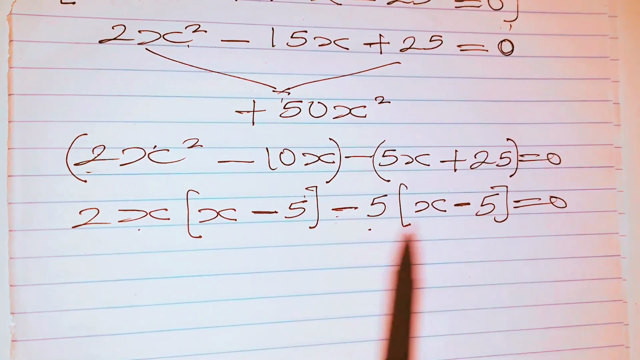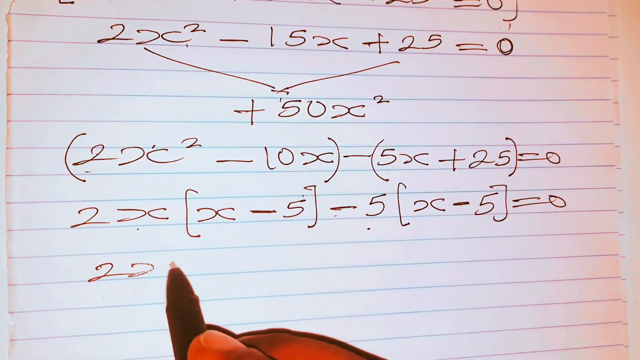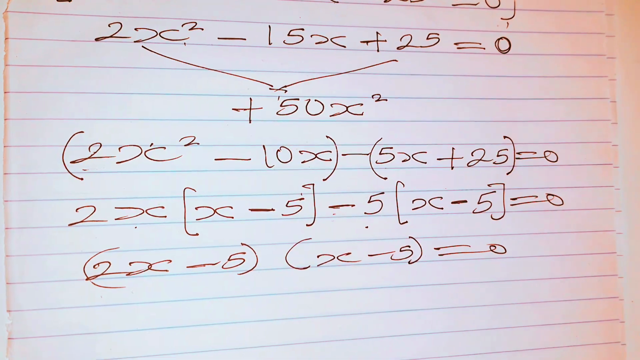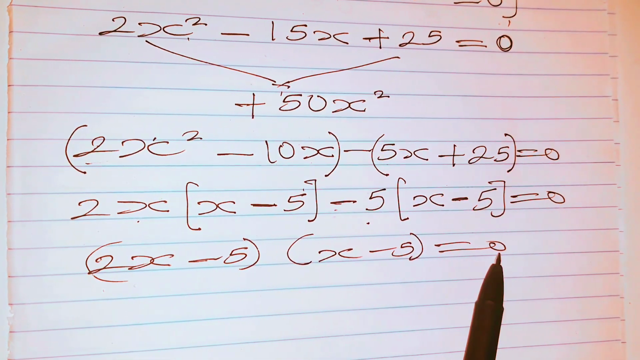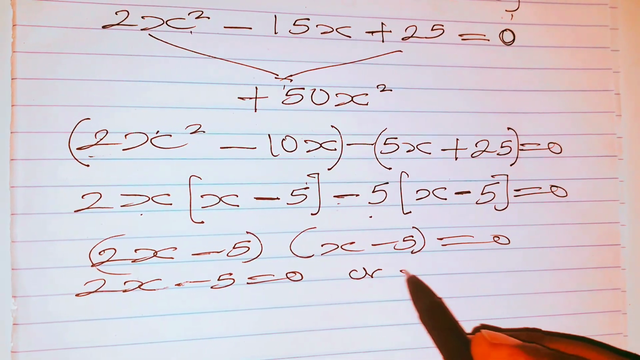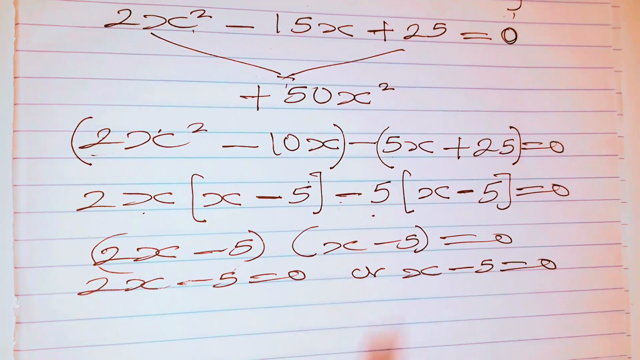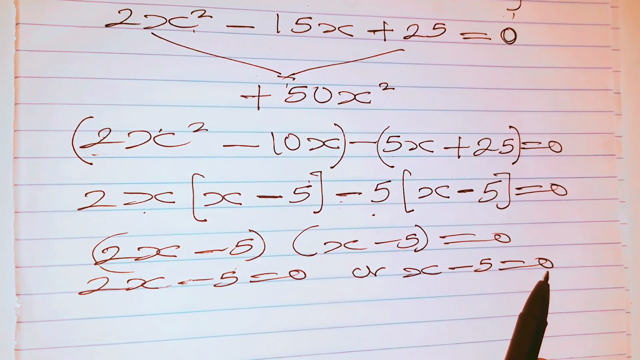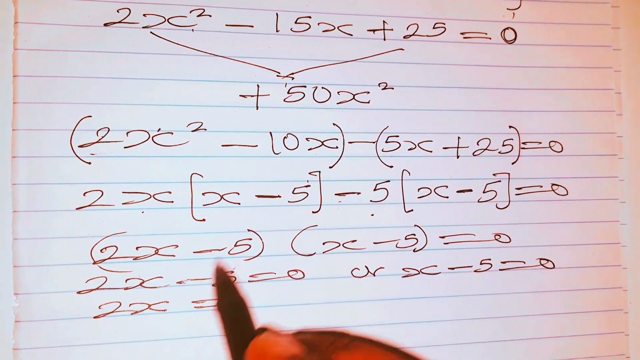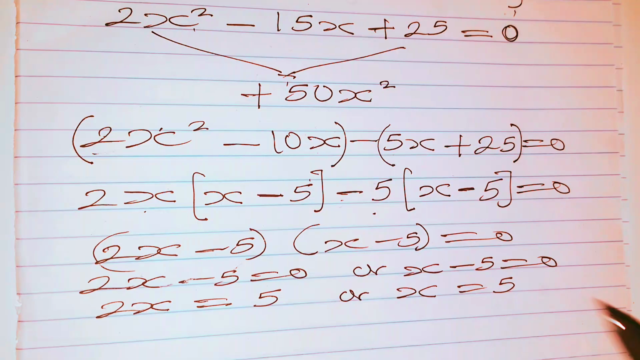And then we need to pick one of the terms in the bracket and combine the 2x and the minus 5 together. This is 2x minus 5 in the bracket, x minus 5, equal to 0. And then we express each of the terms to be equal to 0. That becomes 2x minus 5 equal to 0, or x minus 5 equal to 0. And then you need to move this to the other side of the equality sign. The same thing is applicable to the other set of terms of x. This becomes 2x equal to minus 5, to the other side becomes positive 5, or x minus 5, to the other side becomes positive 5.